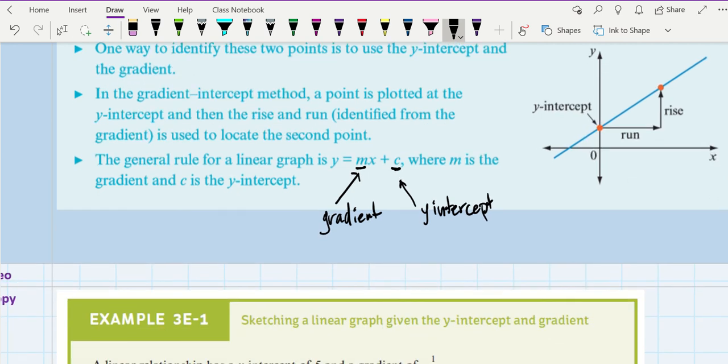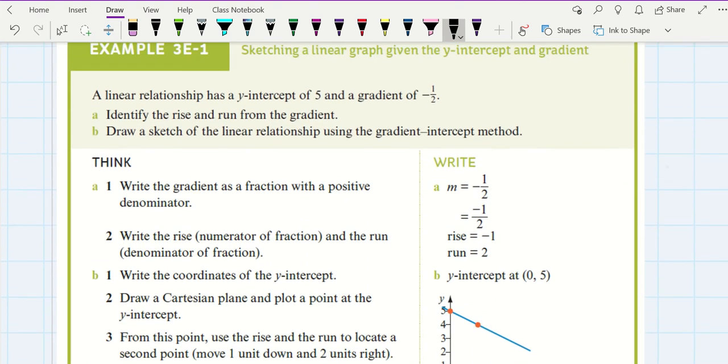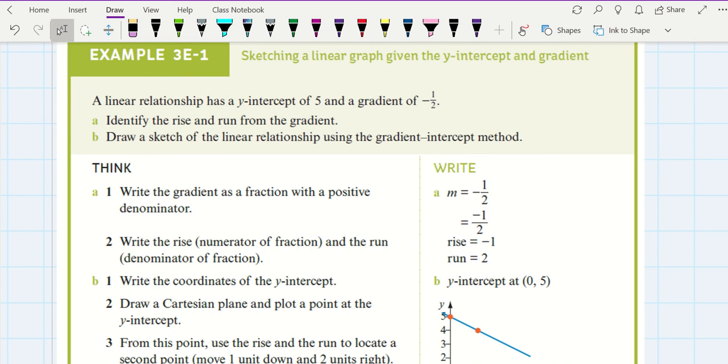So let's have a go at actually doing this, hey? So a linear relationship has a y-intercept of 5 and a gradient of negative half. So what did we remember? Y equals mx plus c. I'll rewrite that because that's a bit hard to see. Y equals negative half x plus 5. So that's what we know.